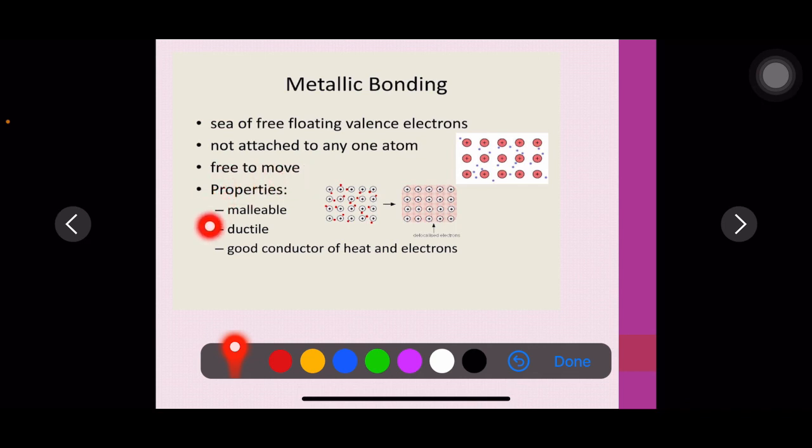The properties of metals: they are malleable, because their shape can be hammered and made into different structures. Ductile, they can be pulled out in the form of wires, as you know, copper wire or aluminium cable. They are good conductors of heat and electricity because they have free mobile electrons. In all the states, they are good conductors, all the metals.